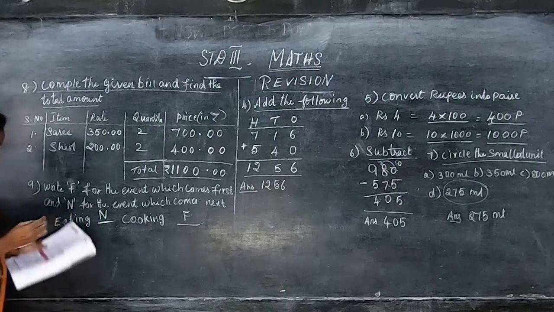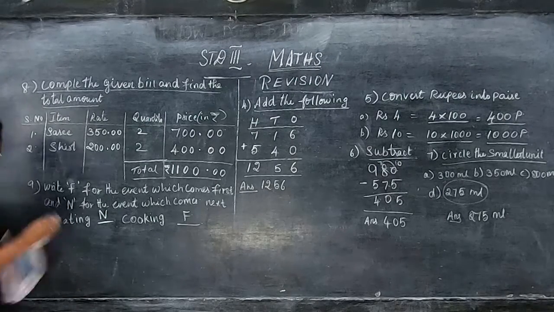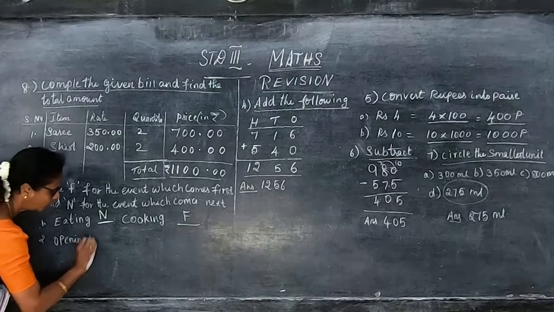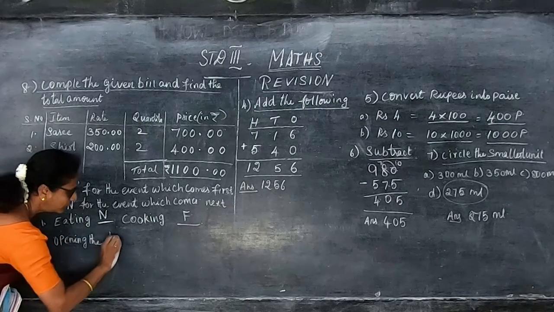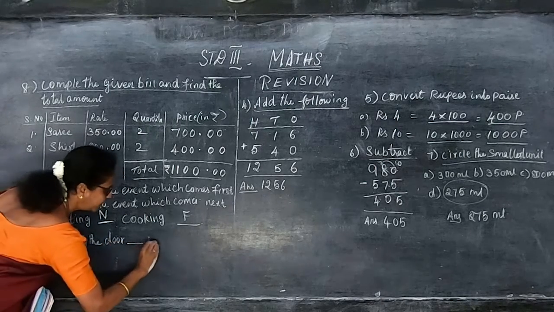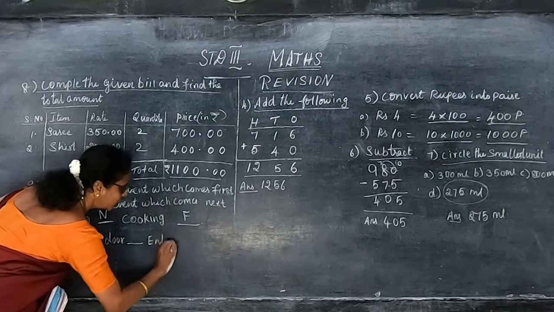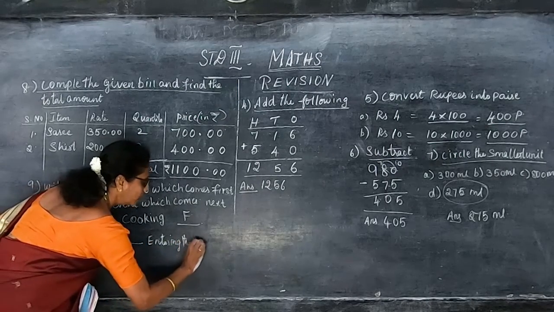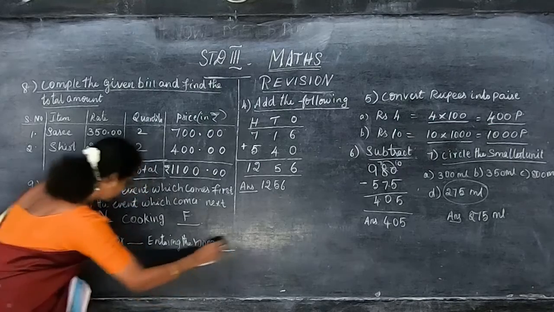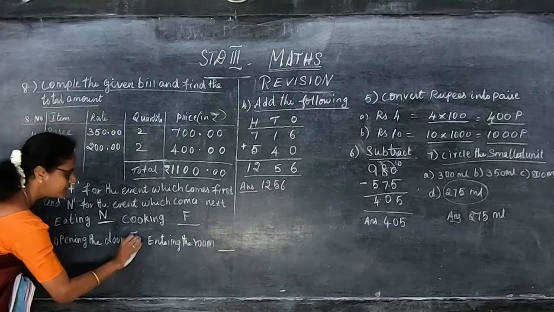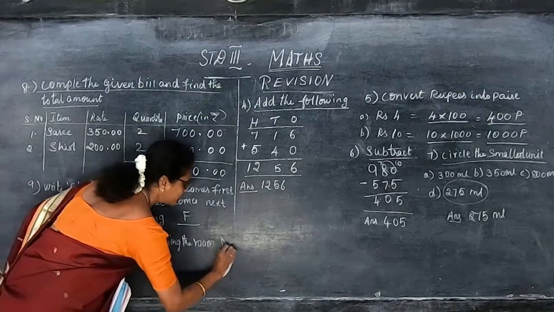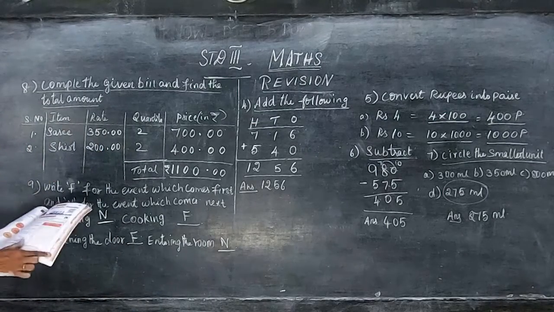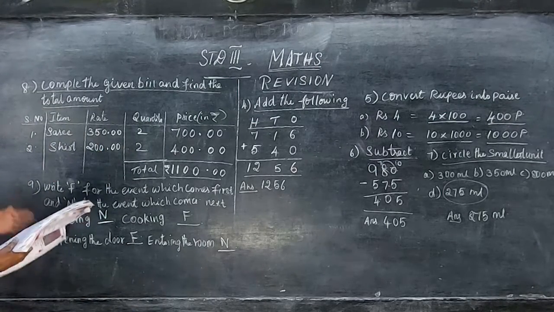Then second one, opening the door dash entering the room. So which comes first? First opening the door, then only you enter the room. So opening the door comes first and entering the room comes next. So you have to put just F and N. Okay.